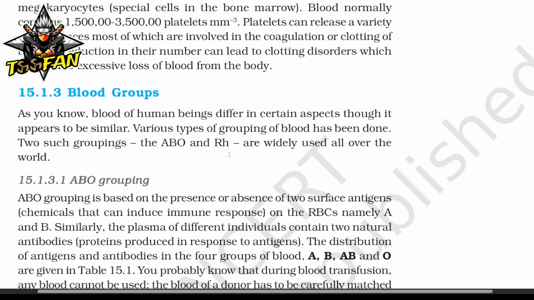Blood group. As you know, blood of humans differs in certain aspects, though it appears to be similar. Various types of grouping of blood have been done. Two such groupings, the ABO and Rh, are widely used all over the world.